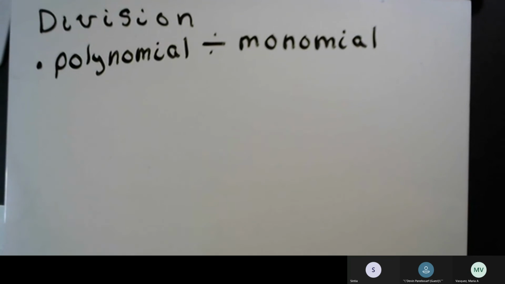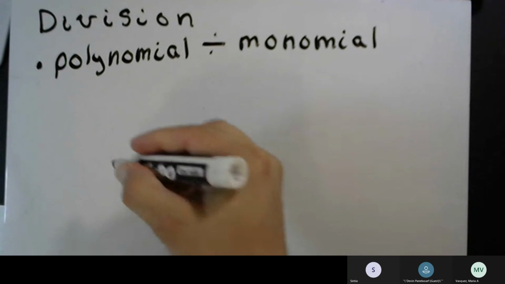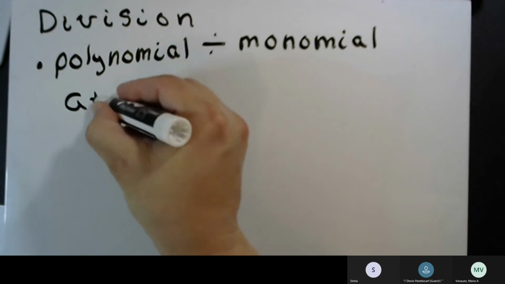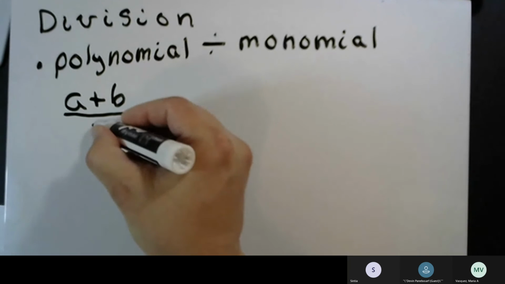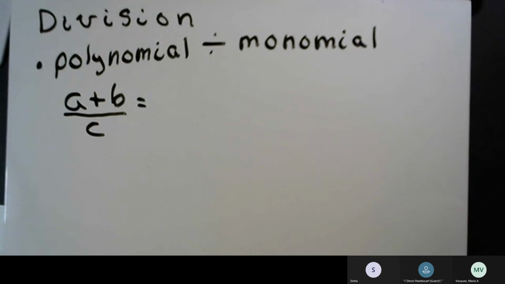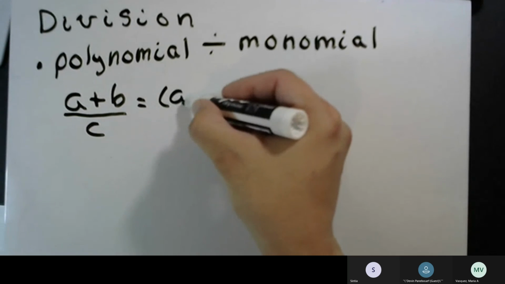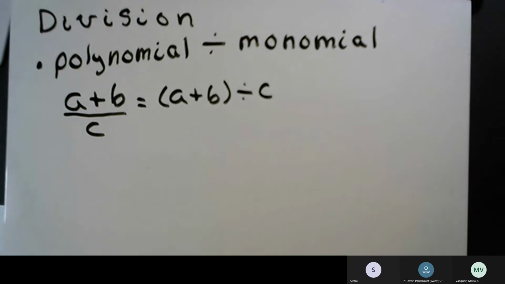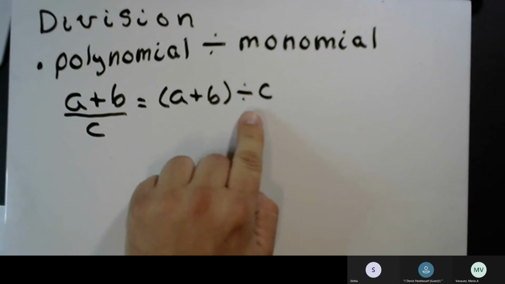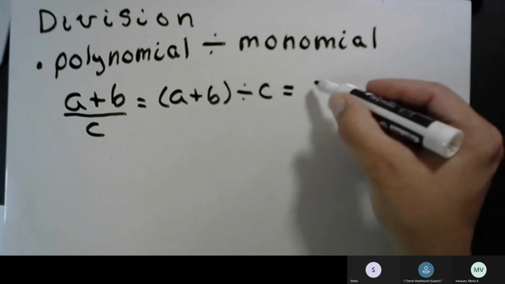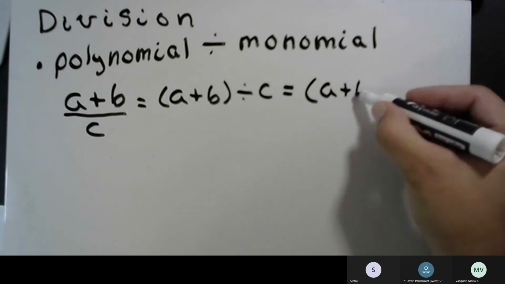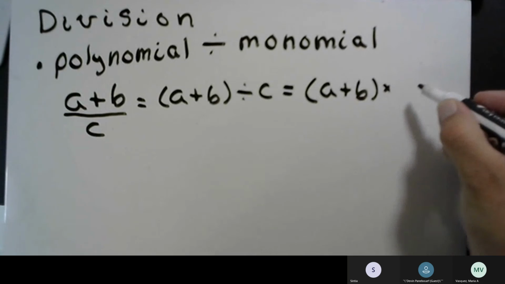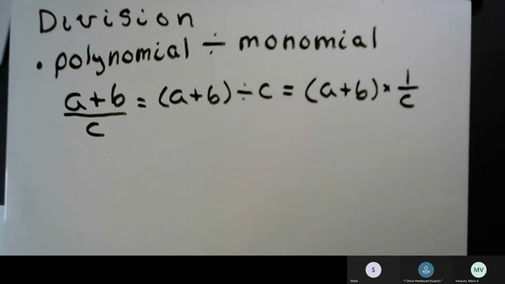So let's say we have this. A plus B divided by C. Well, in algebra, we treat fractions like division. And it's been a while since we've seen this, but dividing by something is the same as multiplying by its reciprocal.